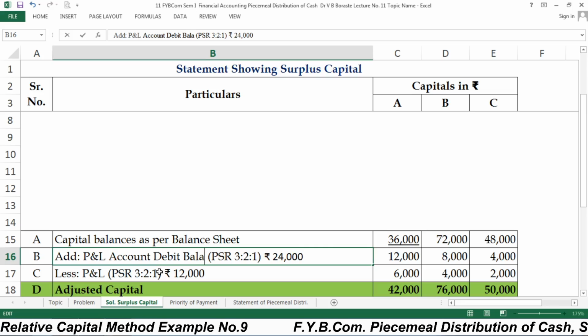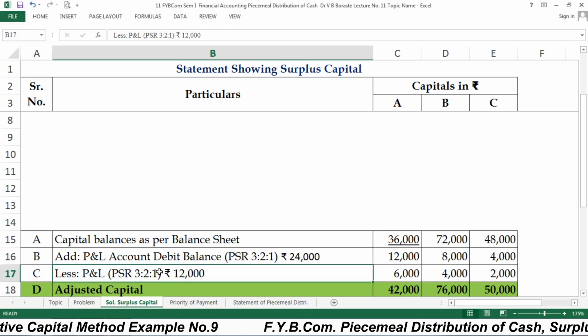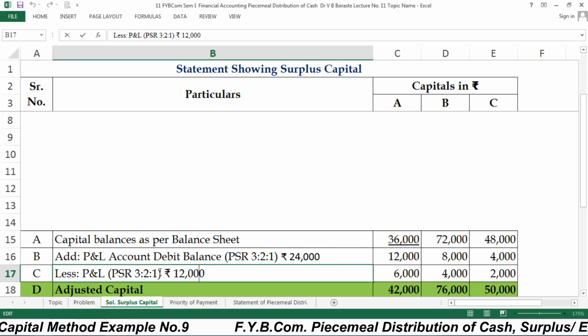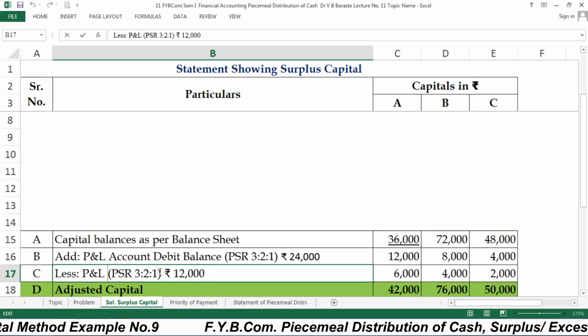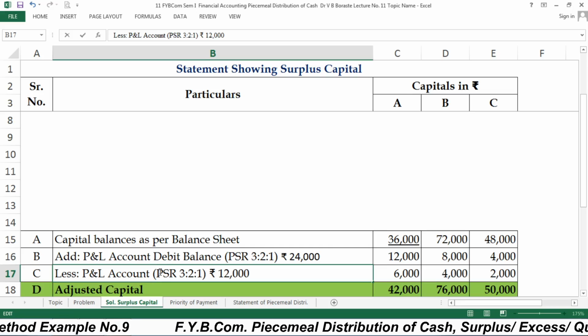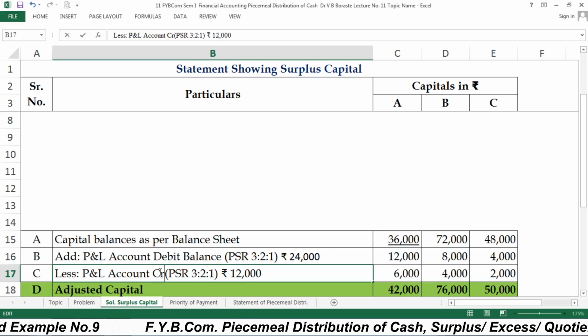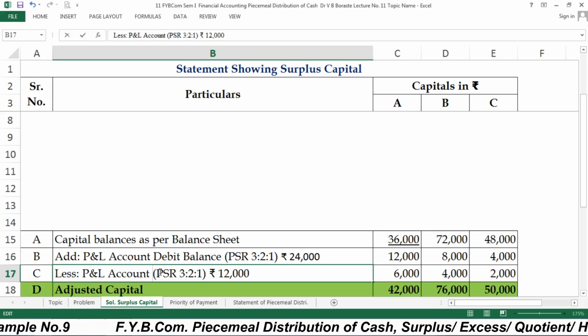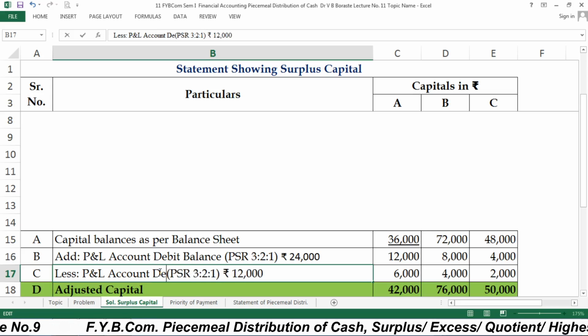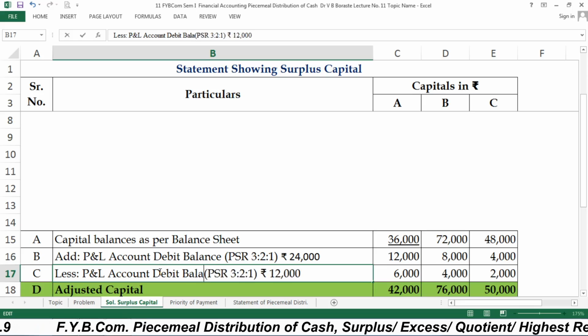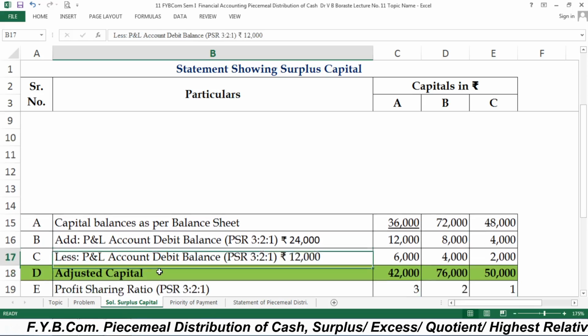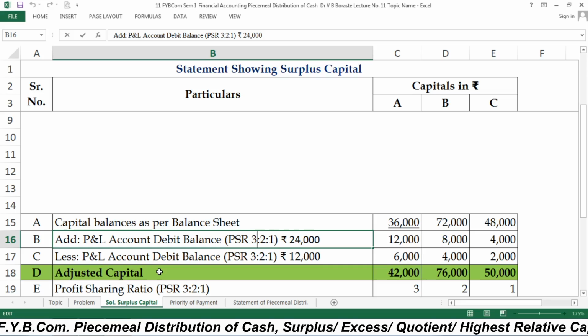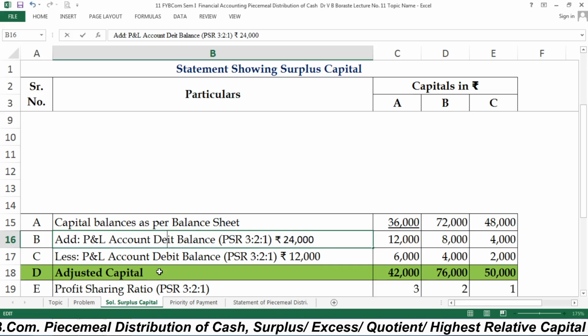which we have to add, and if the profit and loss account, sorry, is a debit balance, earlier it was a credit balance.